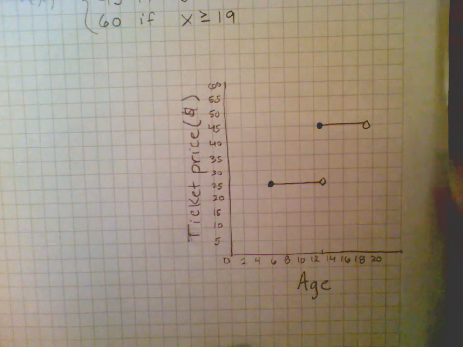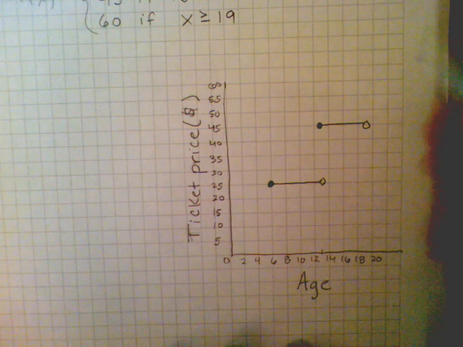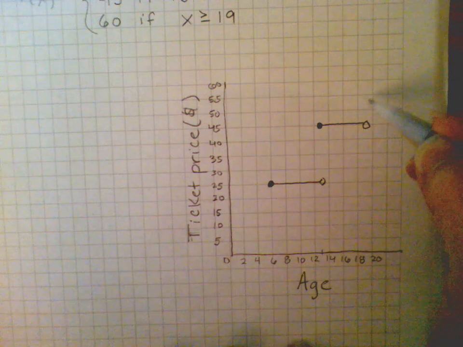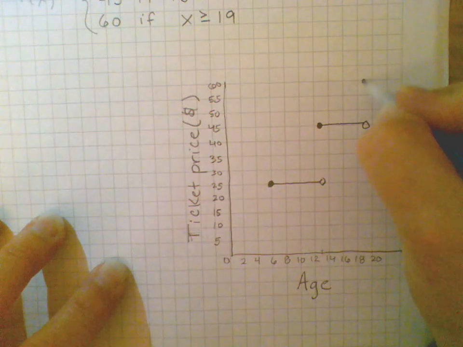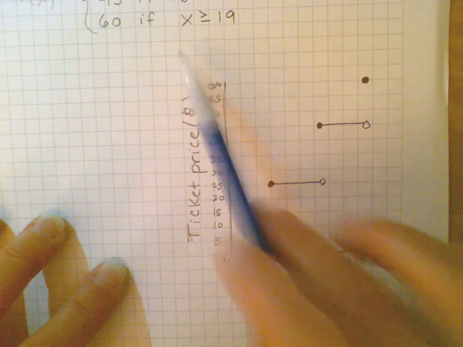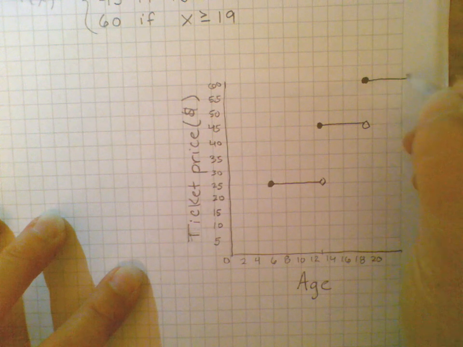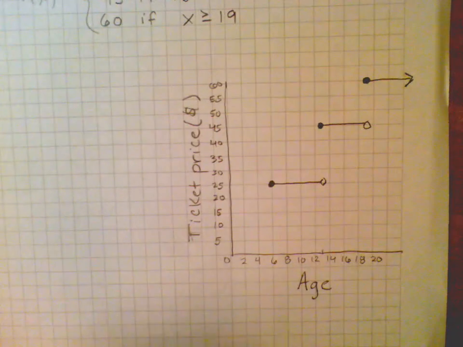And then up to 60. I'm going to go 19, which would be right here, and that's going to be closed. Now this step is actually a ray because it goes greater than or equal to 19. So it's just going to keep going, up and up and up with those adult ages. So that's an arrow there. And there's your word problem, step function, and graph.